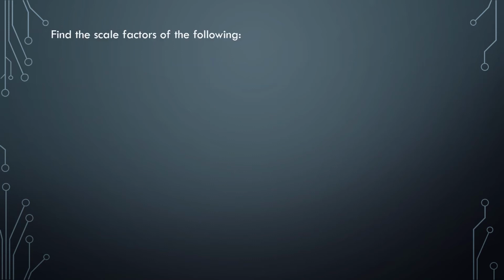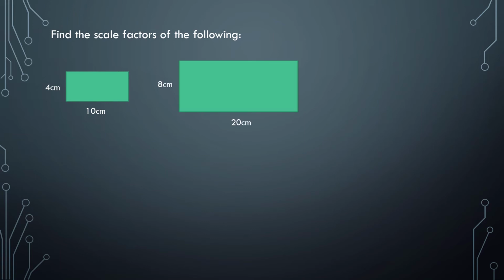So what we're going to do is try and apply it to some examples here. I've got one rectangle here, 10 centimeters long by 4 centimeters up, and another one, 20 centimeters long by 8 centimeters up. And I've got this arrow which goes from left to right.